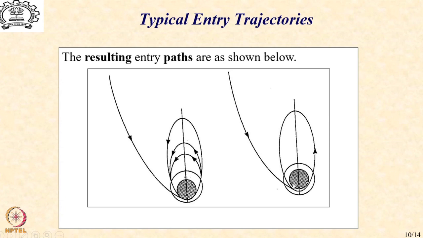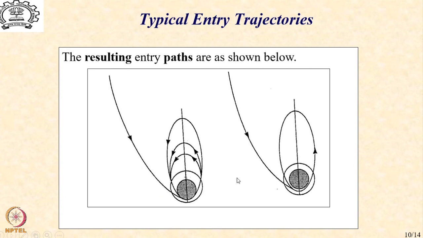And once you have formed the elliptic orbit, either you can use the residual propulsion to directly reduce the velocity such that e square is less than 0, or you can allow multiple passes such that the trajectory becomes closer and closer until it reaches a point where e square again becomes less than 0, and then the vehicle falls back to Earth.